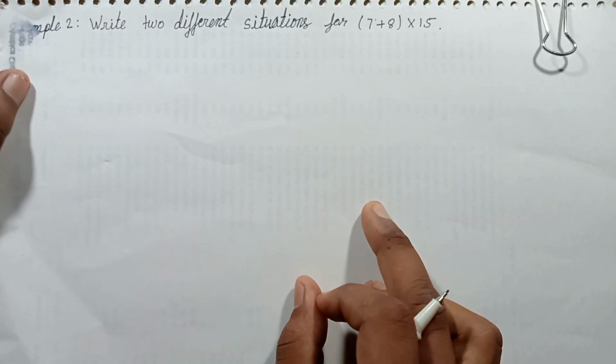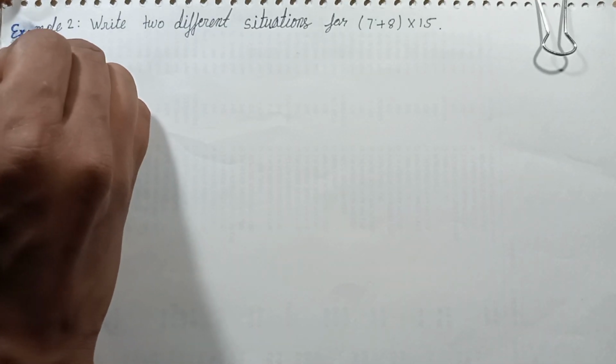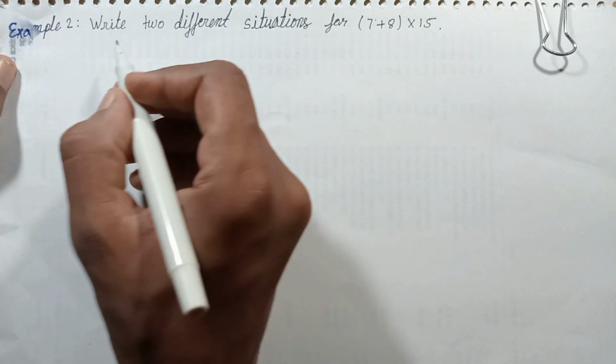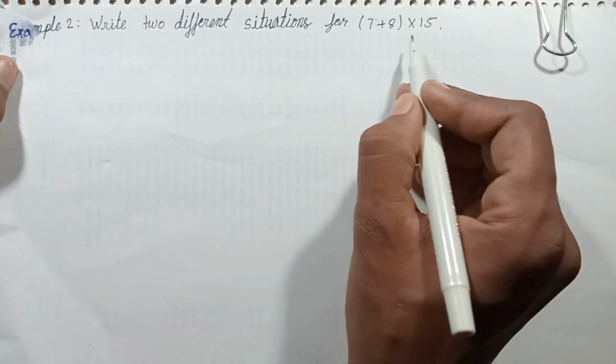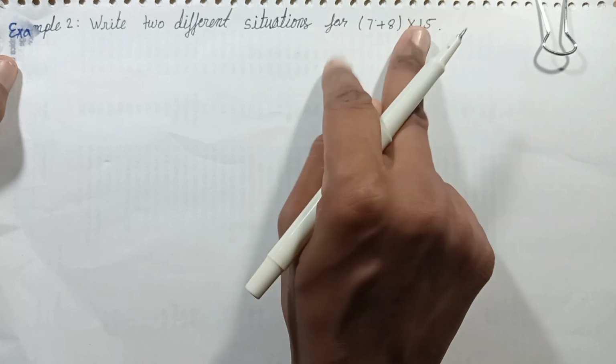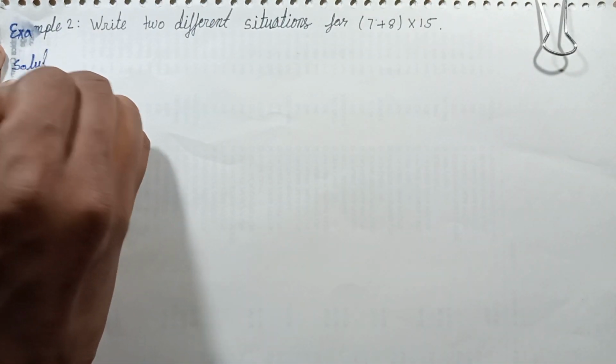This episode discusses example number 2. This example belongs to Sharma Mathematics 4, class 6th. Let's solve this question. Example 2: Write 2 different situations for this statement. This statement can be written in 2 situations. Let's solve one by one. Solution.